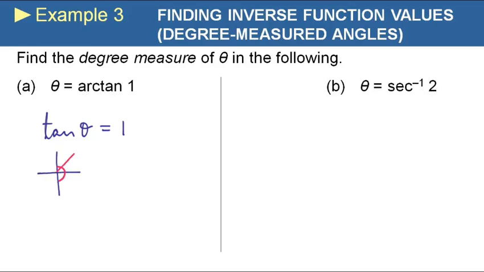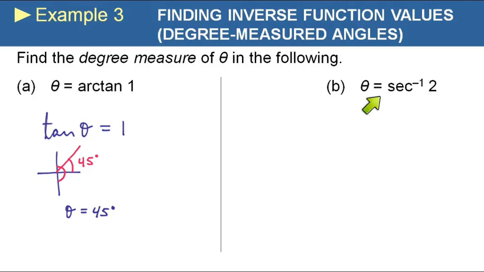So now we have to think of what is the reference angle. Well, this value from memory we know has a reference angle of 45 degrees, and so that's our answer. Theta equals 45 degrees. And let's look at the second one.